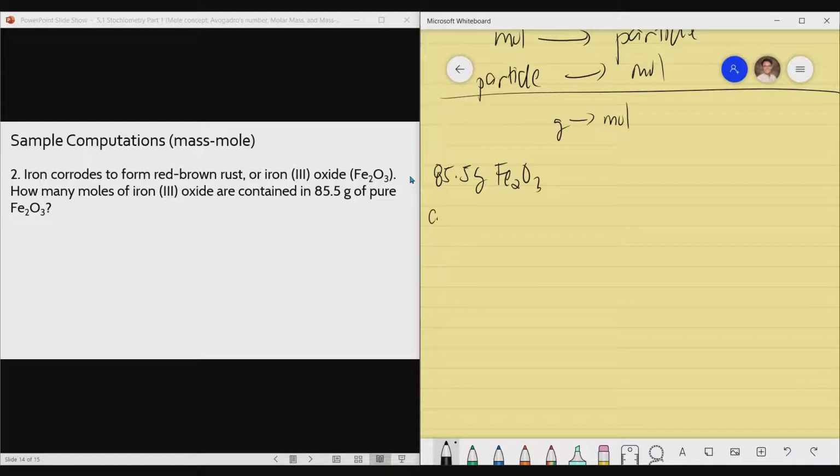The conversion factor best to convert gram to mole is what we call molar mass. The unit for molar mass is gram per mole. Okay, so I'll be using molar mass.